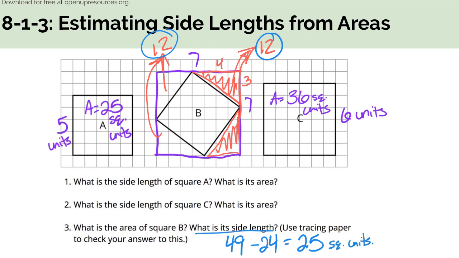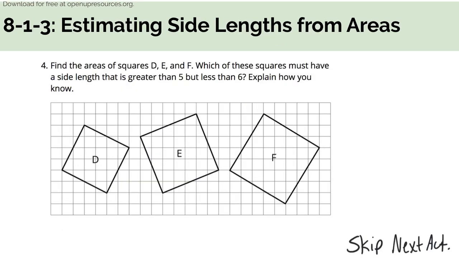And then lastly, what is the side length of square B? Well, if its area is 25, then its side length, or like this side right here, needs to be 5 units long, because 5 times 5 equals 25.